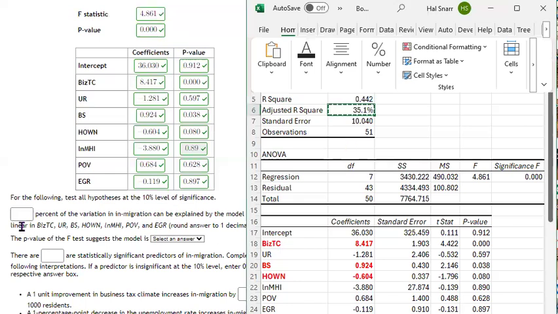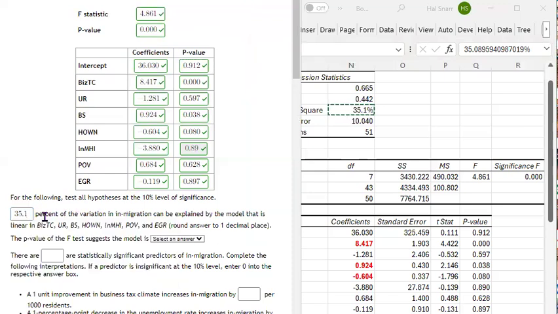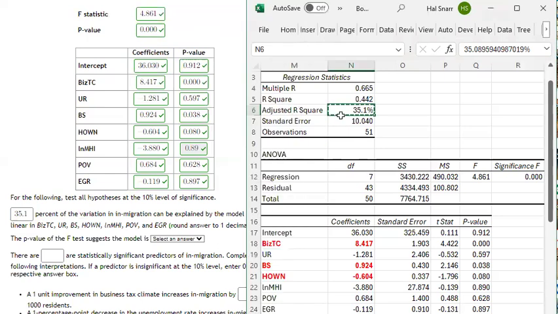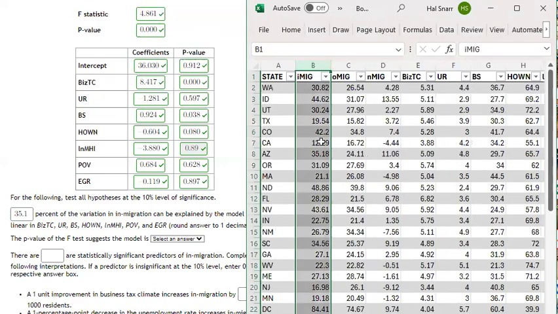So the adjusted R square implies what? And we don't need a percent symbol because we already have percent right there, right? So the adjusted R square implies that 35.1% of the variation in in-migration varies, right?